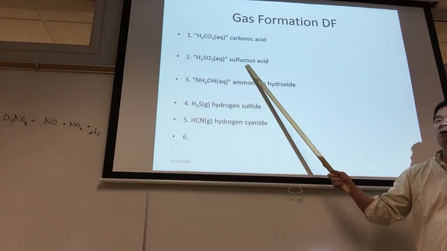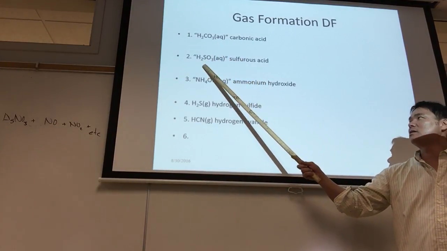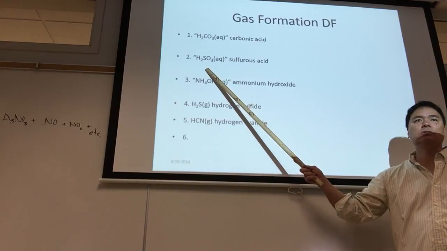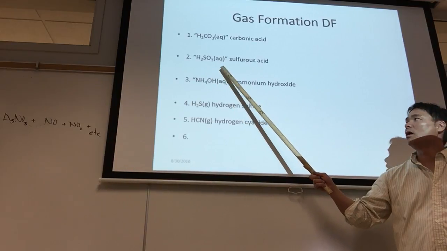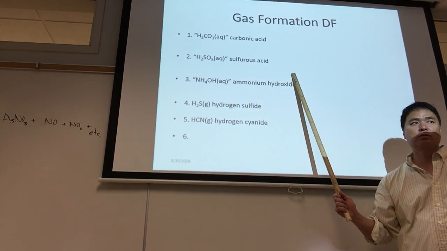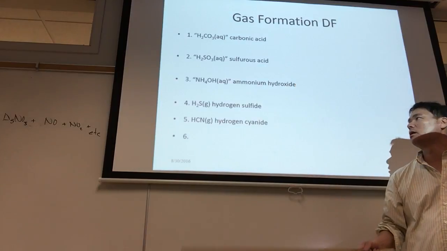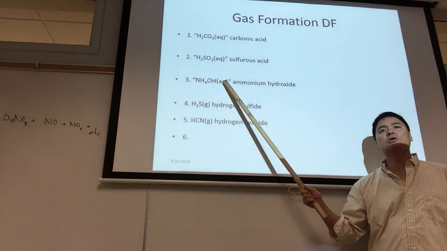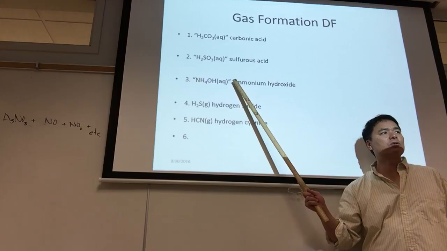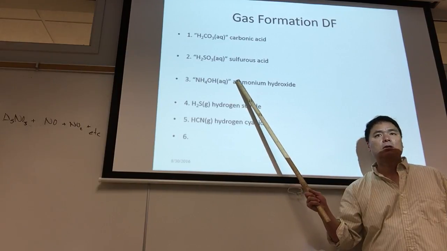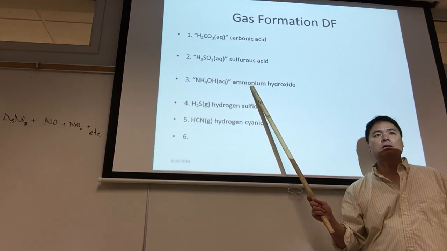Sulfurous acid is inherently unstable. Sulfurous acid automatically decomposes into water and SO2 gas. Ammonium hydroxide, the same thing. Don't write ammonium hydroxide as a product. Make sure you replace it with ammonia and water.